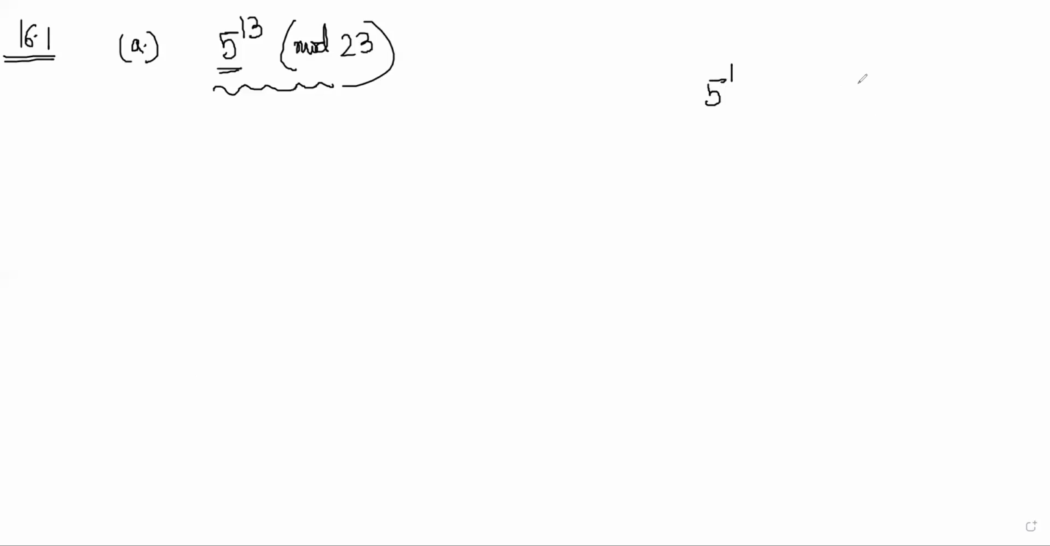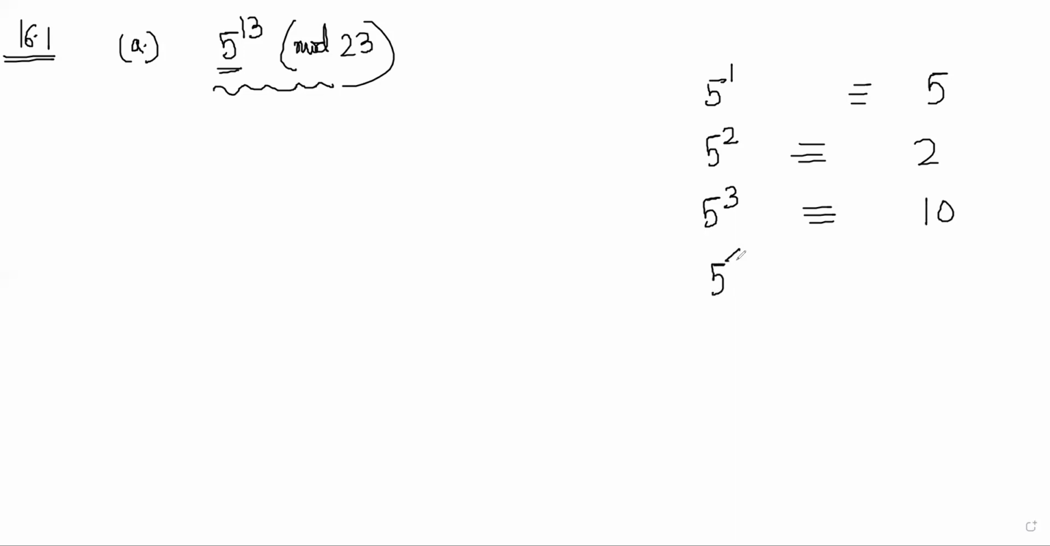Let's do an example to practice the method a little more. Example 16.1 part A: 5 power 13 mod 23. We have to find this. So the first step was to construct the table for 5 mod 23. 5 power 1 is 5 mod 23. 5 square is 2. 5 cube will be 115, which is 10, right?